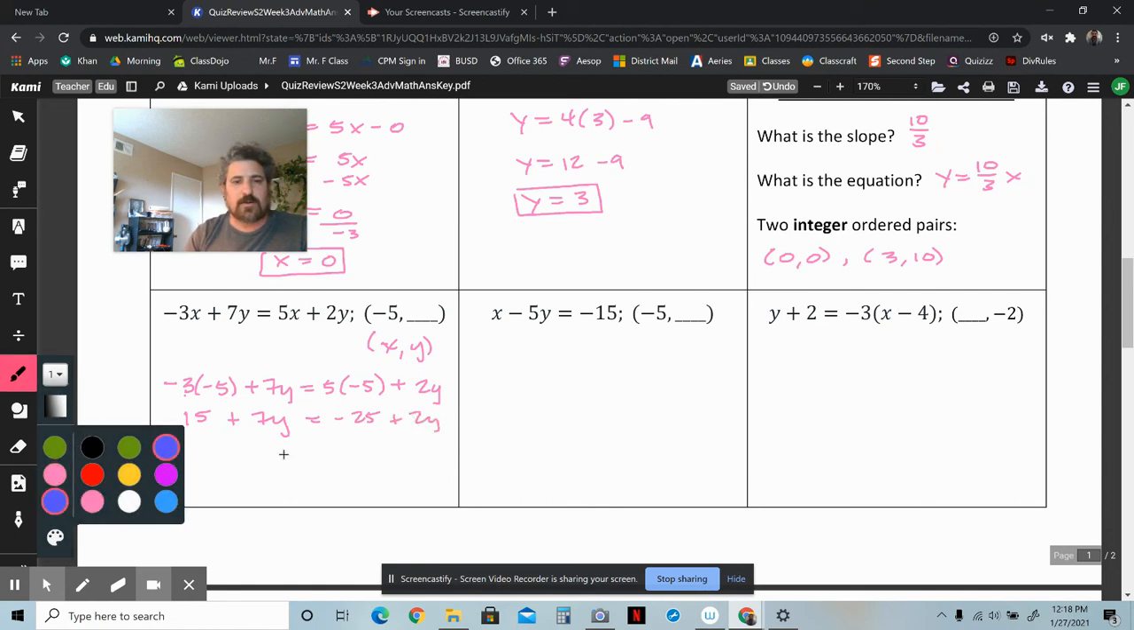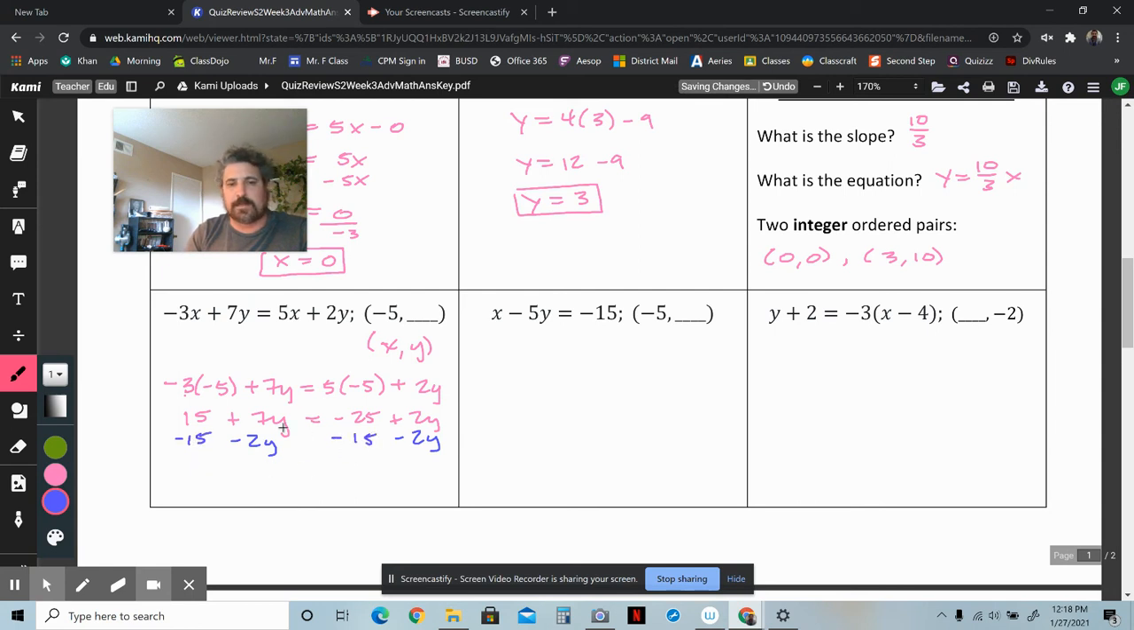You're going to want to get all your y's to one side, all your numbers to the other. So minus 2y to both sides. Get all your y's to the left, and you want to bring the numbers the other way. So minus 15 to both sides. And what you'll see here is you get 5y is equal to negative 40. And then you want to divide both sides by 5 to get the value of 1y, not 5 y's. And so y is equal to negative 8. So the correct solution here is y is negative 8. So the ordered pair (-5, -8) is on that line.